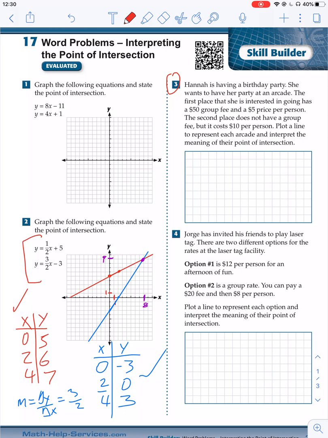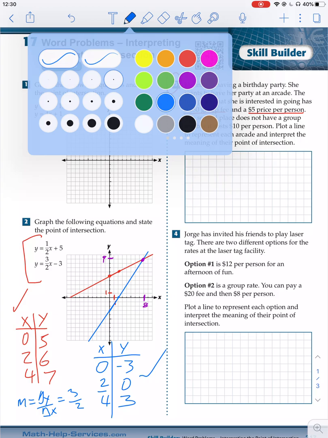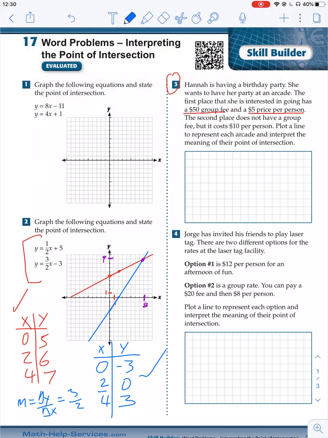The first place that she is interested in going has a group fee of $50 and a $5 price per person. The second place does not have a group fee, but it's more expensive. You have to pay $10 per person. So let's represent the first arcade as a function.